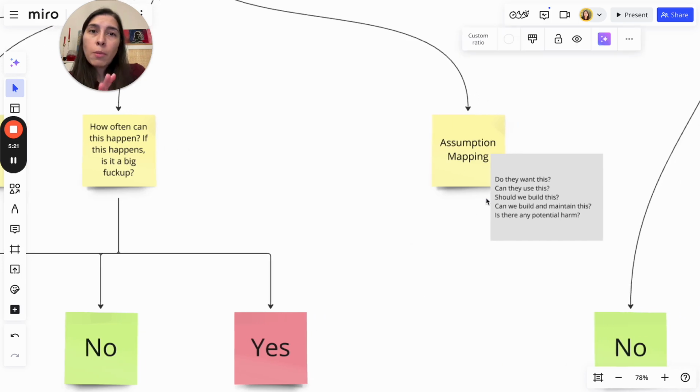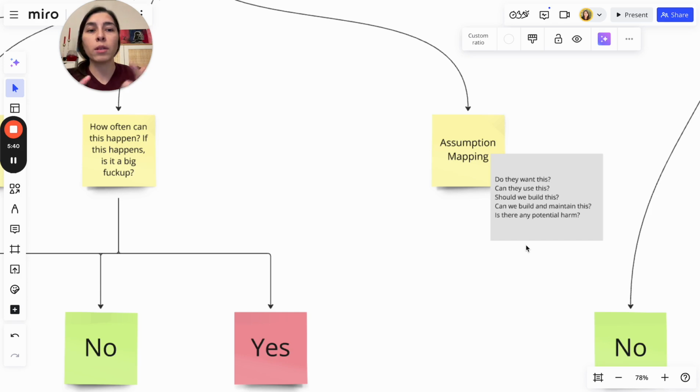Why I have assumption mapping here on the site is, you can also do assumption mapping to figure out if it's a risky idea or not. But at this point, you don't have to go through all the assumptions, you don't have to do assumption extraction. It's enough if you can just have a discussion on the 5 big questions.